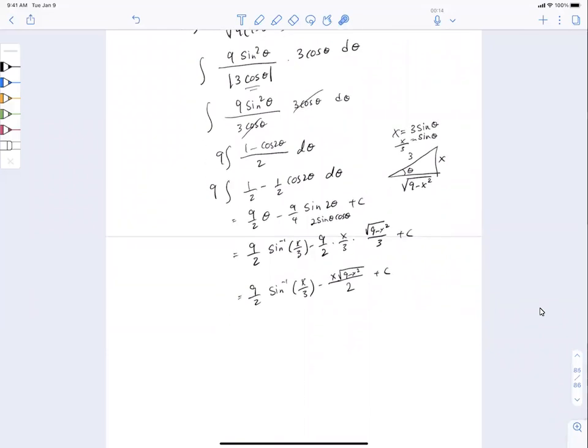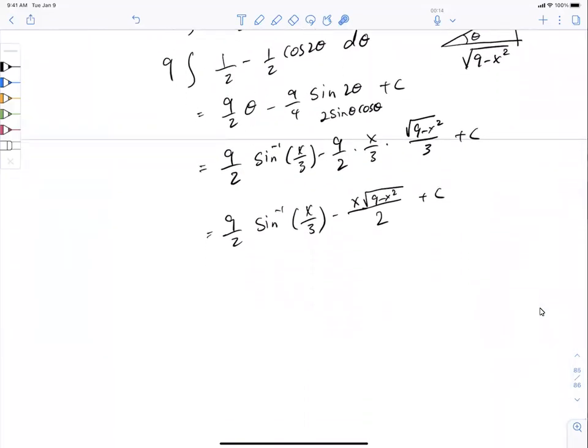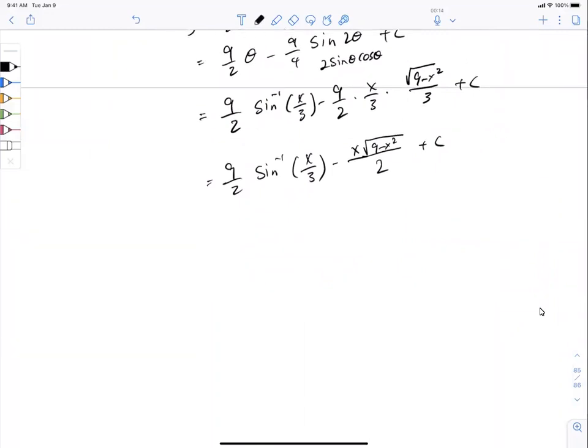So I think now we're ready to talk about which substitution goes with which situation. We consider three different situations: a squared minus x squared, x squared minus a squared, or x squared plus a squared, or a squared plus x squared. If I have a squared minus x squared, I want to create a sine-cosine combination. So I let x be a sine theta, because when you square it, it becomes a squared sine squared, and you can factor out the a squared.